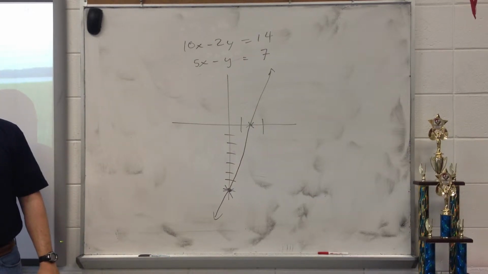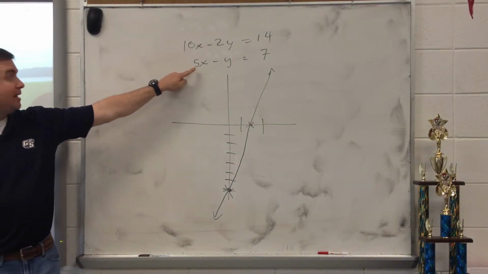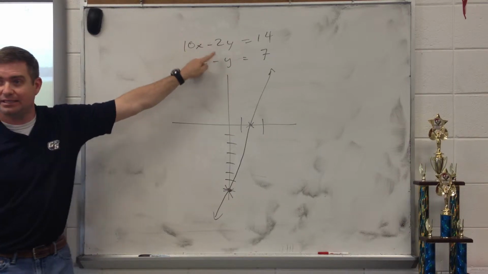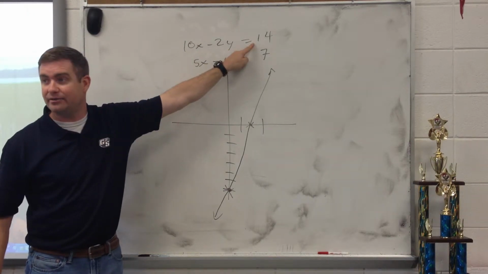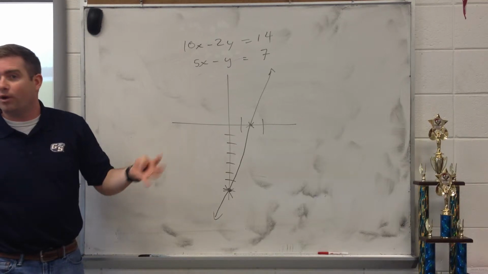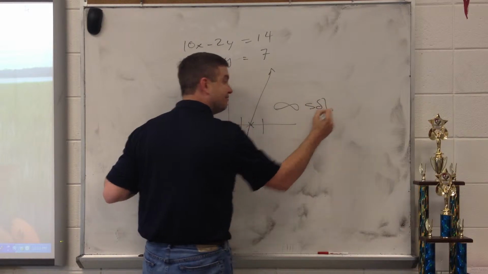10x minus 2y equals 14. Half of that's 5x minus y. If I take 2 and multiply it here, do I get this? Yes. If I take 2 and multiply here, do I get this? If I take 2 and multiply it here, do I get this? They're basically the same line. They're just written differently. One is a multiple of the other, and our answer is infinitely many solutions.